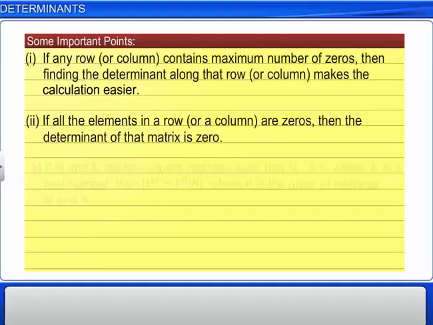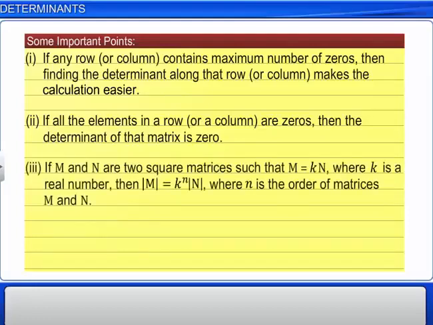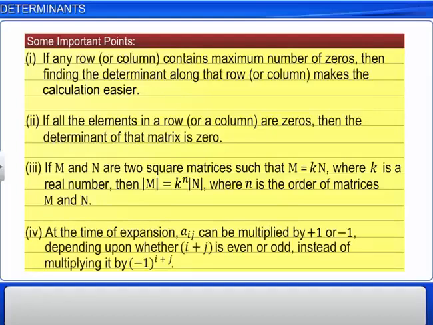If M and N are 2 square matrices such that M is equal to K into N, where K is a real number, then the determinant of M is equal to K raised to the power of n into determinant of N, where n is the order of matrices M and N. At the time of expansion, the ijth term can be multiplied by +1 or -1, depending upon whether i plus j is even or odd, instead of multiplying it by -1 raised to the power of i plus j.